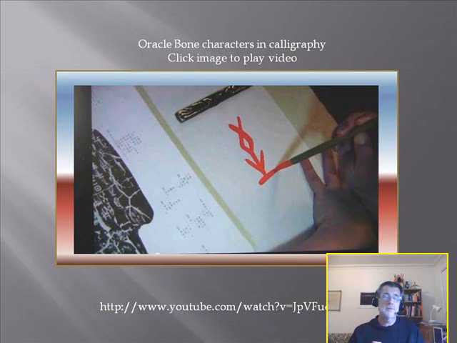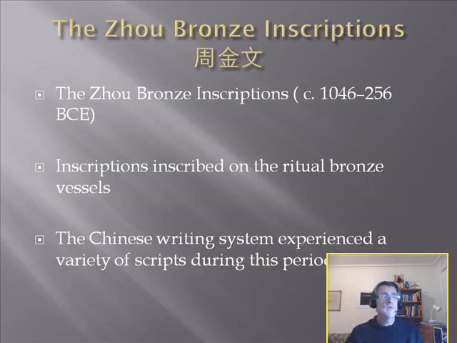Not just in terms of their shape, of course. Lots of characters were invented after the Jiaoguwen ceased to be used. So it's been a continual process of developing new styles of writing, but also developing new characters to represent new meanings. The next one we're going to look at is called the Zhou bronze inscriptions.